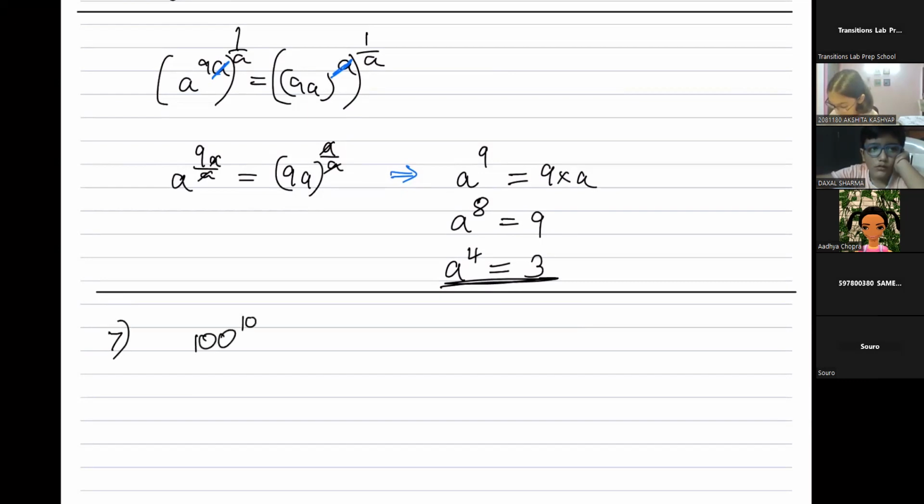So you have 100 to the power 100 divided by 50 to the power 50 is equal to x to the power 50. Find x.